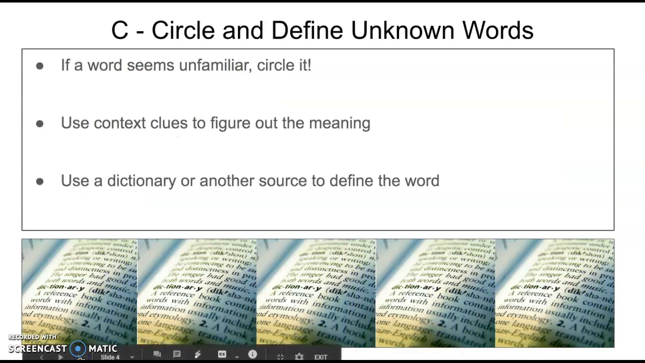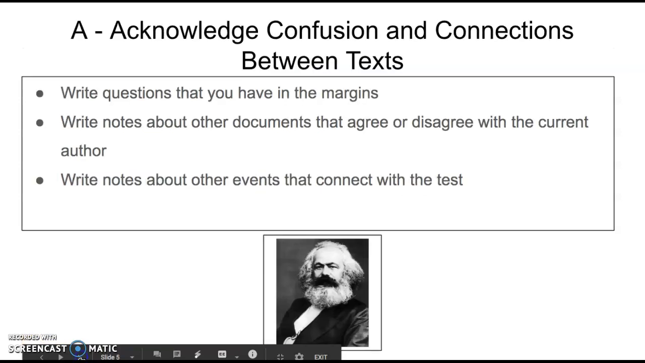So C, circle and define unknown words. If a word seems unfamiliar, circle it. The idea here is that you can have a visual representation of the words you don't know or don't necessarily understand the context with. And so as you go through and you see these words that you don't know, you can try to use context clues to figure out what that word means. Or if you have access to one at the moment, use a dictionary, use online resources.